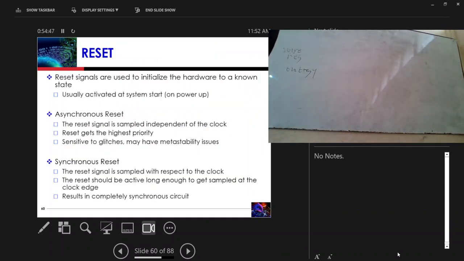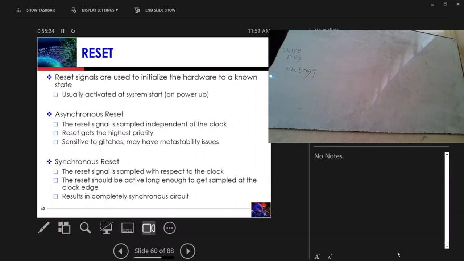So a synchronous machine depends on the clock, while an asynchronous one does not depend on any clock. Right? Now, this same thing applies to synchronous reset and asynchronous reset. In the synchronous reset, the reset depends on the clock, or the reset will be effective on the clock. While in the asynchronous reset, the reset does not depend on the clock. Understood?